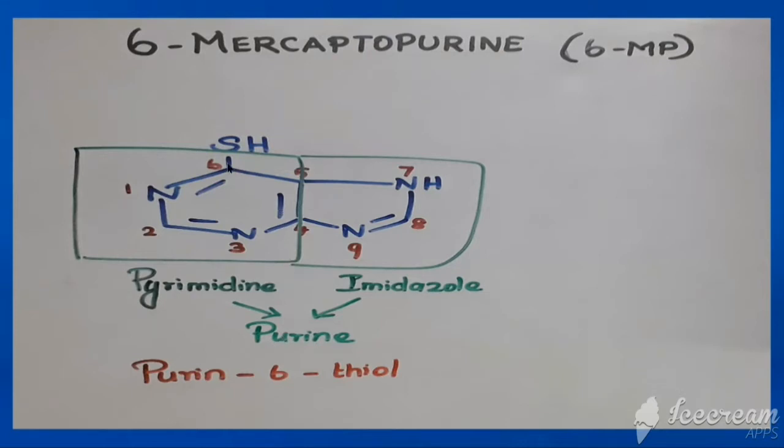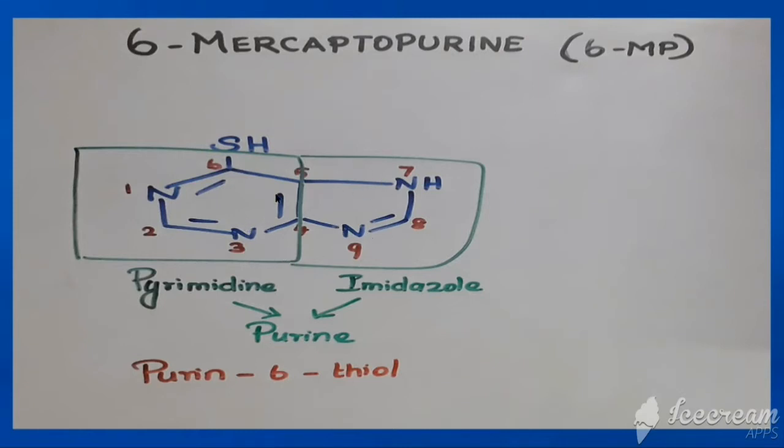So here the numbering for purine would start from here: 1, 2, 3, 4, 5, 6, 7, 8, 9. So how many heteroatoms are there in purine? There are 4 heteroatoms, and they are nitrogens. The nitrogens are attached at the first, third, seventh and ninth positions. So that would be the structure of purine.